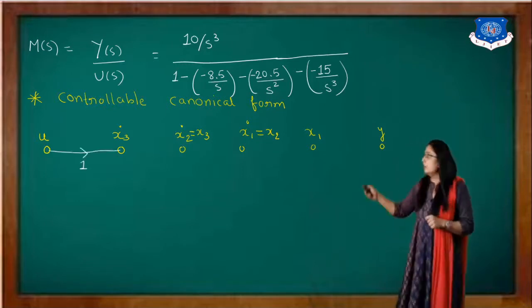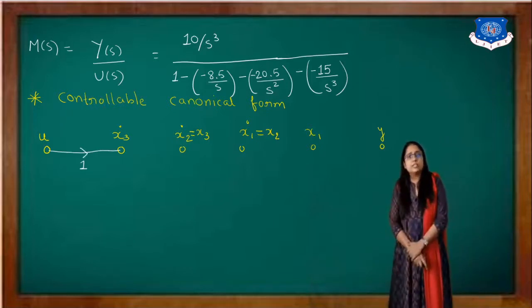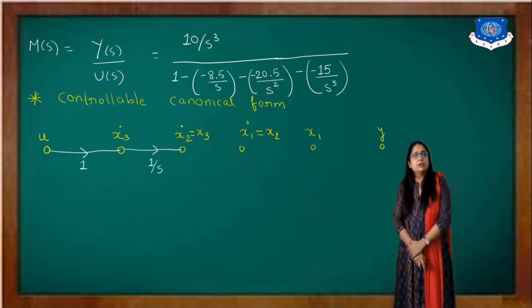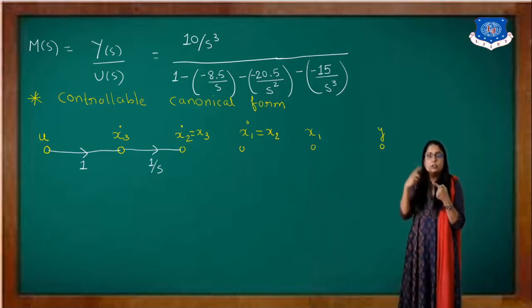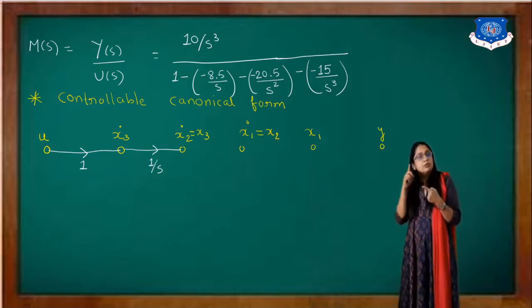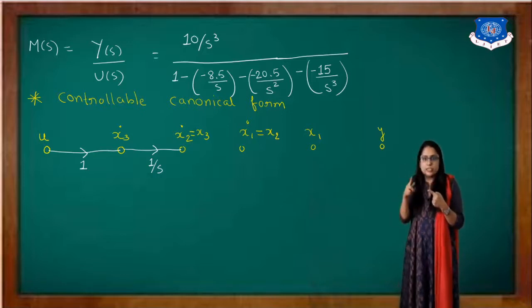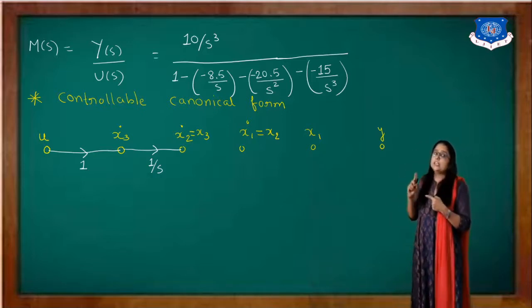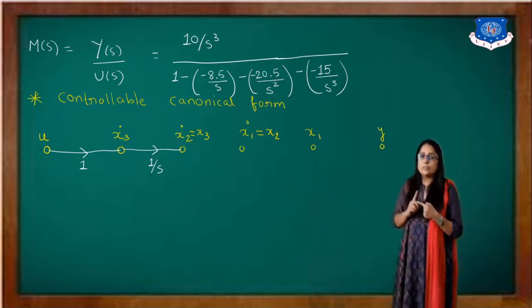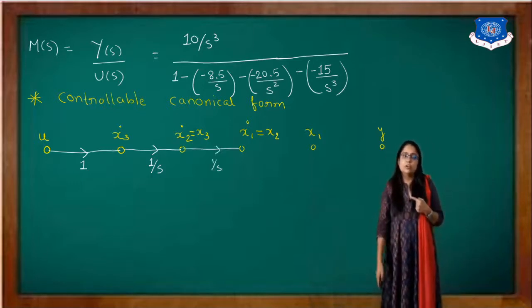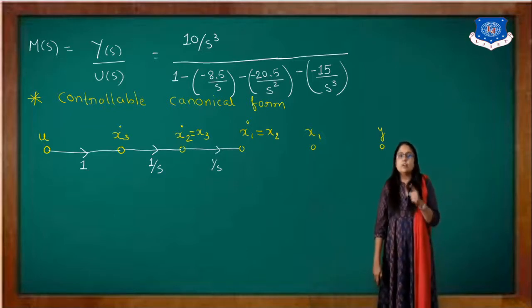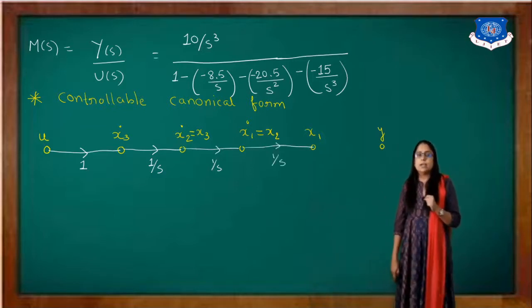Now, first of all, u to x3 dot is a 1. Then from x3 dot to x3, that is differentiation of x3. To cancel out the differentiation, we need to take the integration, and the Laplace of integration is 1 by s. Similarly, from x2 dot to x2, here also 1 by s. x1 dot to x1, here also 1 by s.